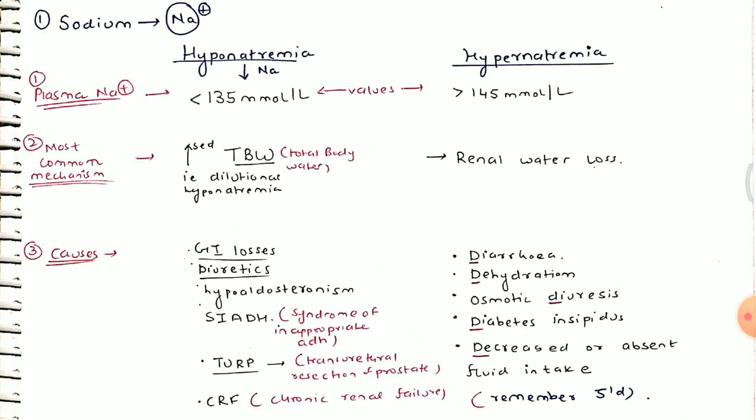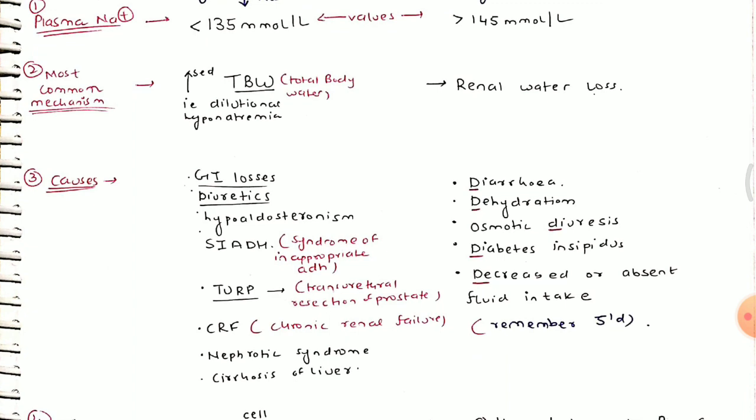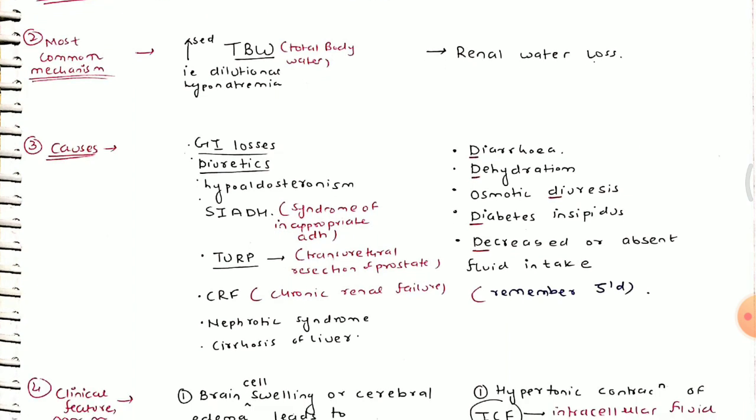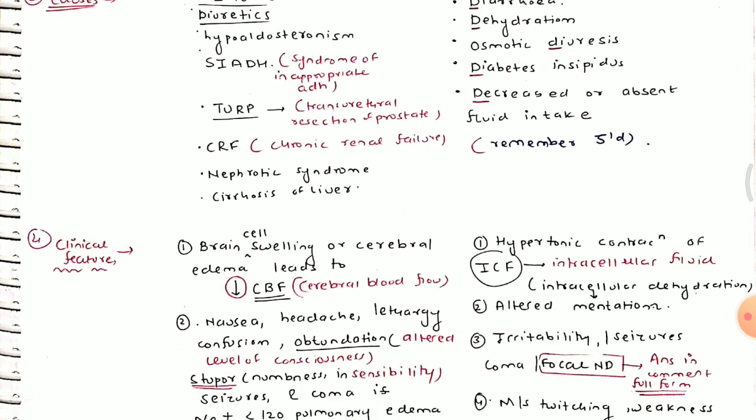So the third is the causes of hypernatremia. This can be remembered by remembering the 5 Ds of hypernatremia, which include diarrhea, dehydration, osmotic diuresis, diabetes insipidus, decreased or absent fluid intake. So these were the 5 Ds by which you can remember hypernatremia.